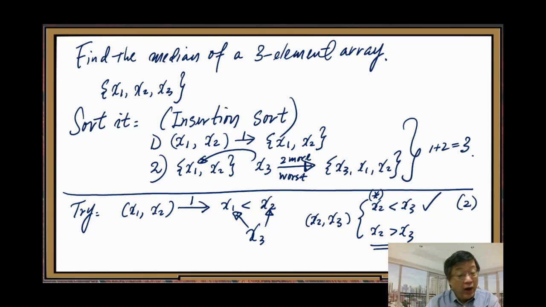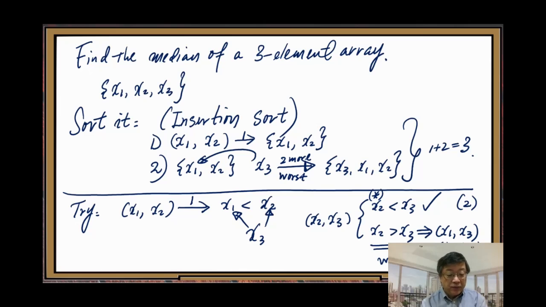But when x2 is greater than x3, what is the median? Here you have x2 greater than x1 and x3. So in this case, you need another comparison, x1 and x3. The larger one will be the median. But in this case, you need 3 comparisons. And we want to use the worst case, so the answer is 3 comparisons in the worst case.